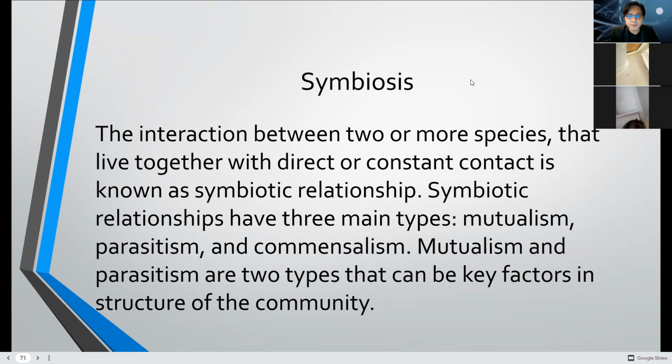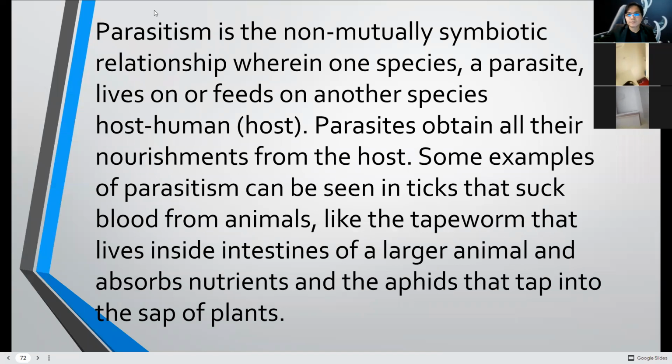Let's tackle first mutualism. Mutualism and parasitism are two types that can be the key factor in the structure of the community. Parasitism is a non-mutually symbiotic relationship.